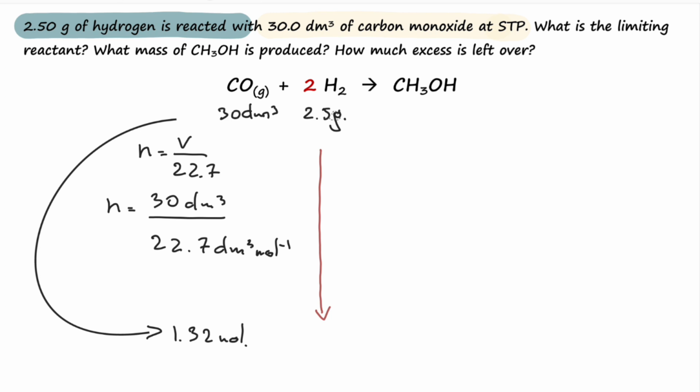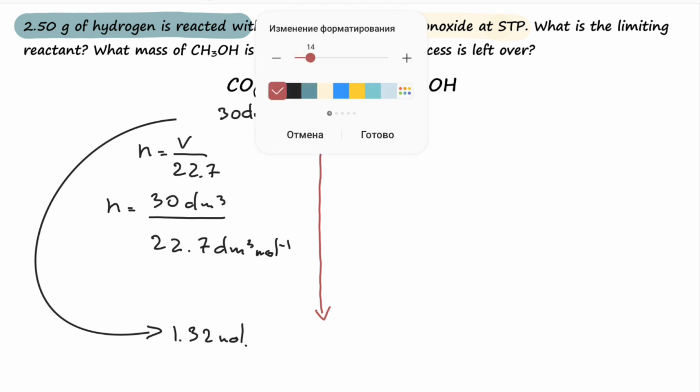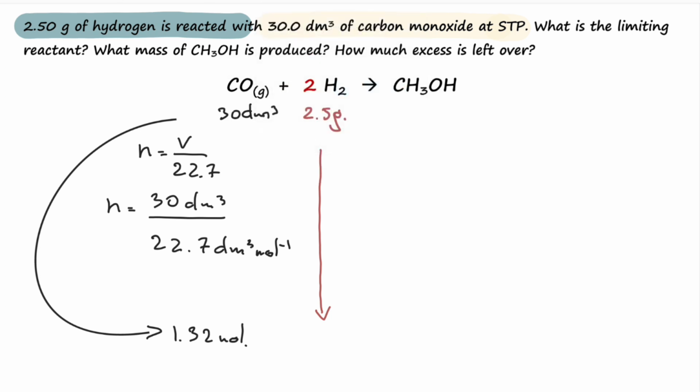Okay, so the same you will do for the hydrogen. Mole will be equal to mass divided by molar mass. So mole equal to 2.5 grams of hydrogen divided by molar mass, 2 gram mole minus 1, and you will get 1.25 mole.